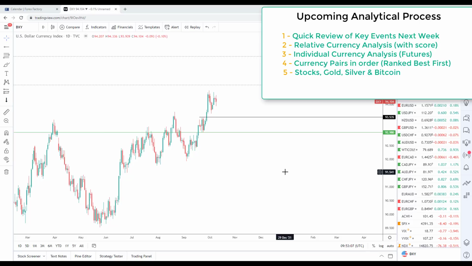After we've gone through the scores for the relative analysis, we're going to look at the individual currencies themselves and do an individual analysis. When we go through the individual currencies on their own, we'll look at the futures markets. We're going to be matching up the individual analysis with the relative analysis and the scores we've given the currencies. We really want both of those to match in order to have the strongest bias on those currencies, either to the long side or to the short side.